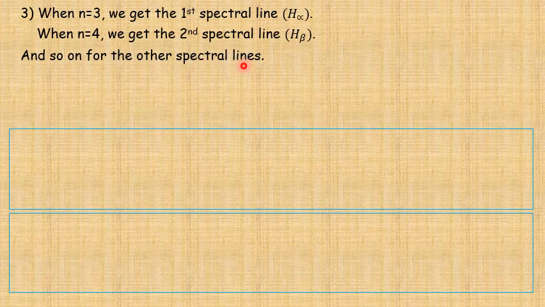That means we can continue in the same way, increasing the value of n by 1 to get 5 and 6 and 7 and so on, and then you can get what? More spectral lines in Balmer series.